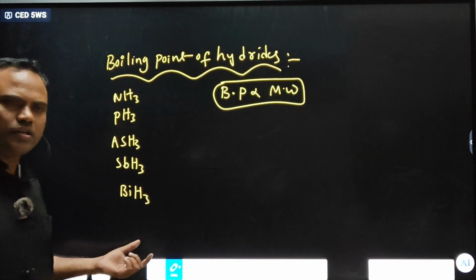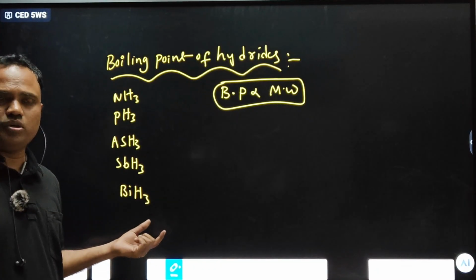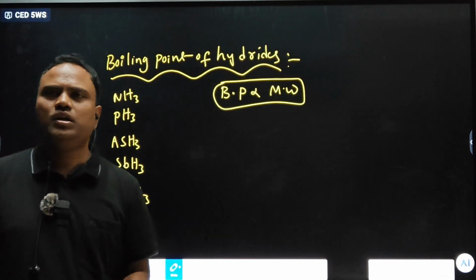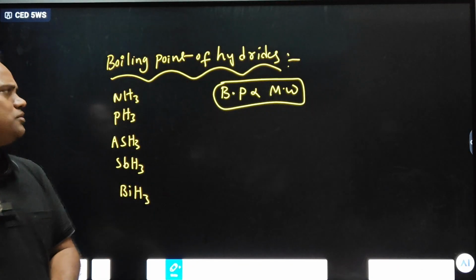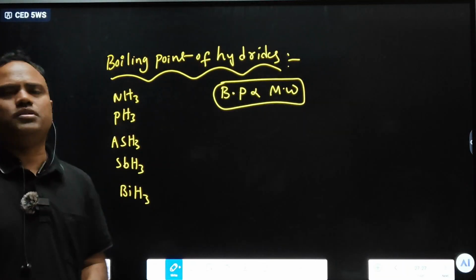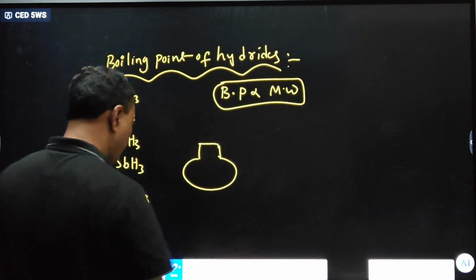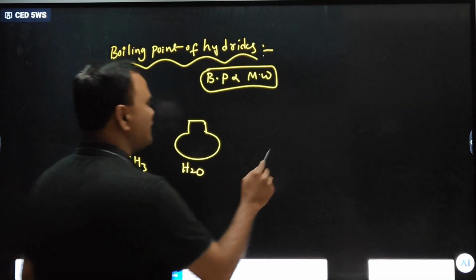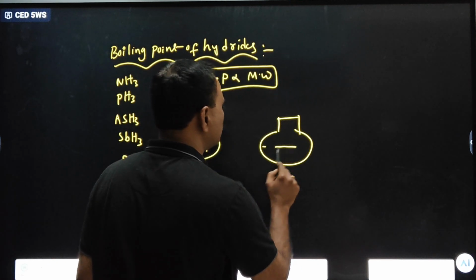Which is having more molecular weight? Bismuth hydride is having more molecular weight, so it should have more boiling point. This is the general rule. I'll explain one general concept also. Now see this general example. In one beaker take water, and in another beaker take petrol.